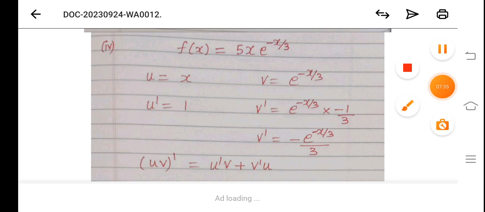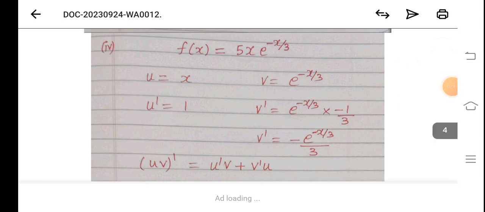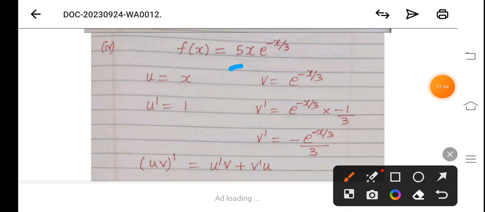Then the last subdivision in this video, the fourth subdivision, f of x equals 5x e power minus x by 3. I kept 5 common, children, and what I am going to do? x and e power minus x by 3. I am taking it as a function which is in product. Two functions multiplied, what are we going to do? Product rule only. u is x, v is e power minus x by 3.